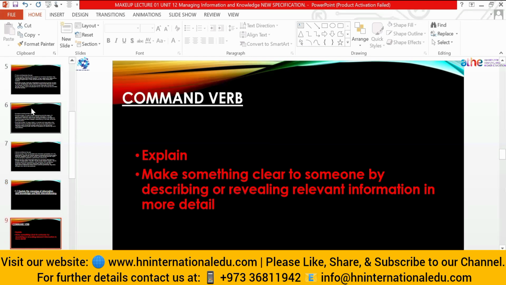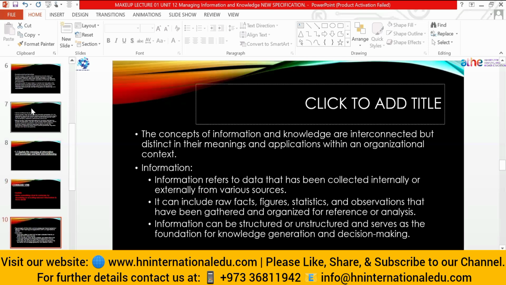Okay, the command verb explain means make something clear to someone by describing or revealing relevant information in more detail. That is, whatsoever points are presented in the indicative content, you need to do a thorough analysis of it, provide examples wherever possible, and a great explanation. The concepts of information and knowledge are interconnected but distinct in their meanings and applications within an organizational context.